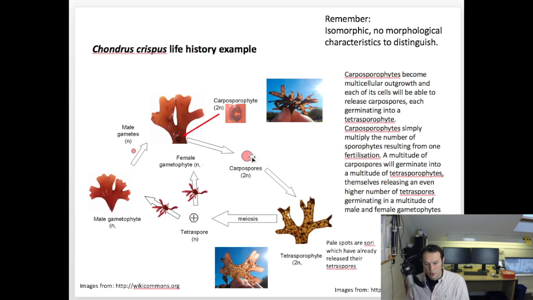They will produce many of these carpospores. A single carpospore will grow into a tetrasporophyte, and each tetrasporophyte will produce 4 tetraspores. And these tetraspores will then grow into gametophytes. So there's a whole process here of producing a carpospore, and a tetrasporophyte basically takes a single carpospore and creates 4 tetraspores, each capable of producing male and female gametophytes through meiosis.